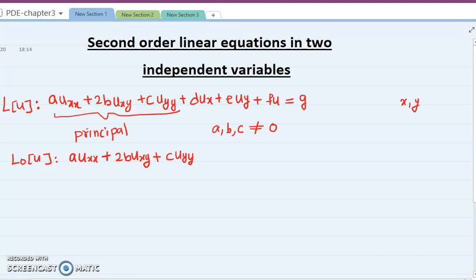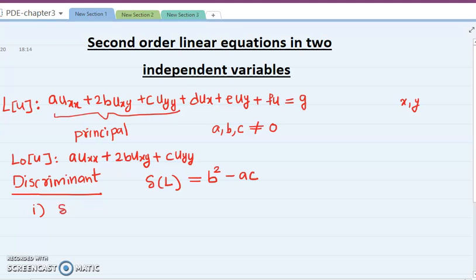For example, the discriminant. If we find the discriminant of a second order linear PDE, then we can say that the PDE is hyperbolic, parabolic or elliptic. So the discriminant is denoted by delta of L, and it is defined to be b square minus a c. If the discriminant is greater than 0, then we say that the PDE is hyperbolic.